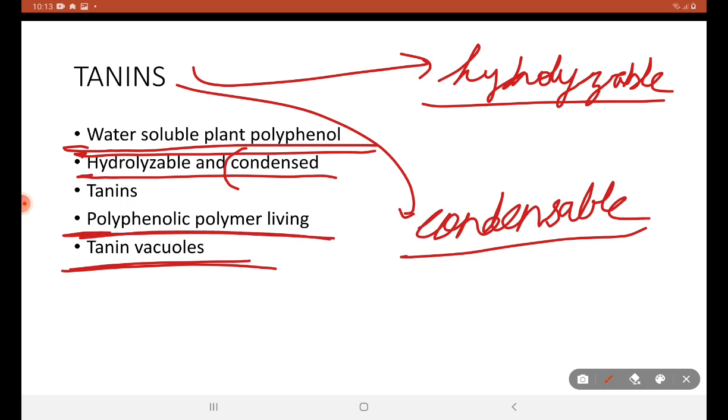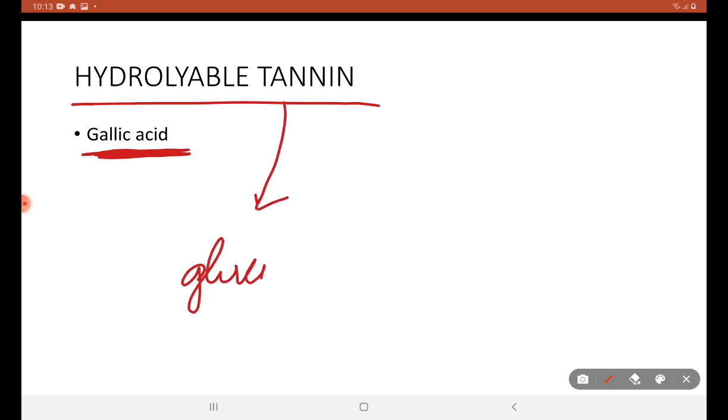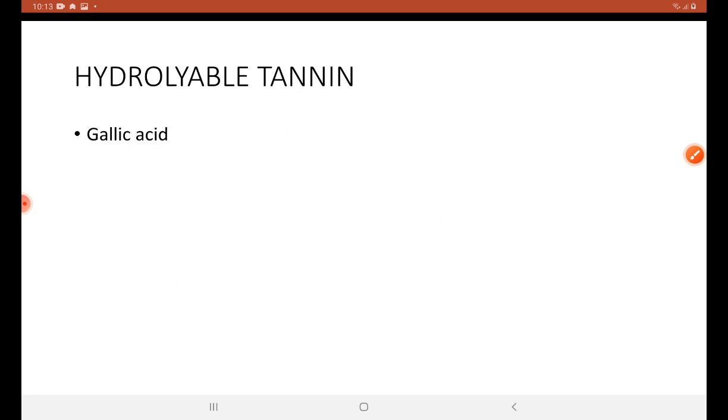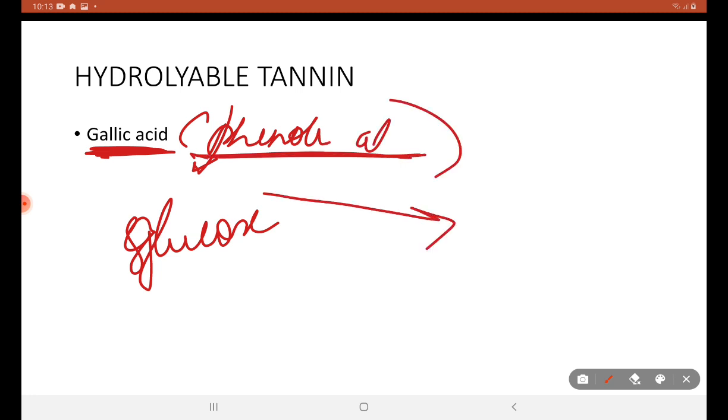They are living components, polyphenolic polymers present inside the living system. Hydrolyzable tannin: gallic acid is an example. Hydrolyzable tannins include sugars like glucose with its hydroxyl groups esterified to form phenolic acids like gallic acid. It forms a cross-linked polymer.